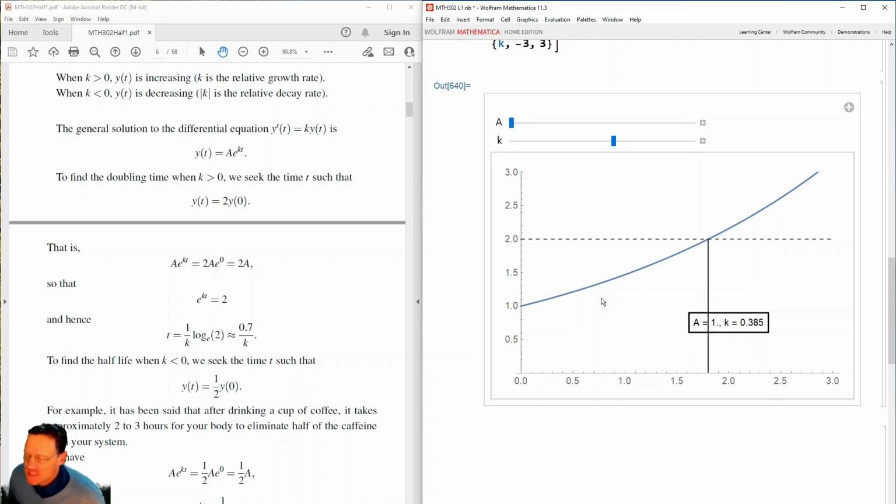Okay, because exponential behavior is difficult for humans to conceptualize, right? So it helps to know how long it takes to double. Okay, all right, next let's consider half-life.